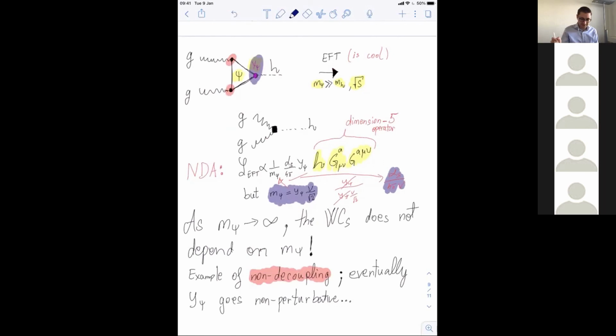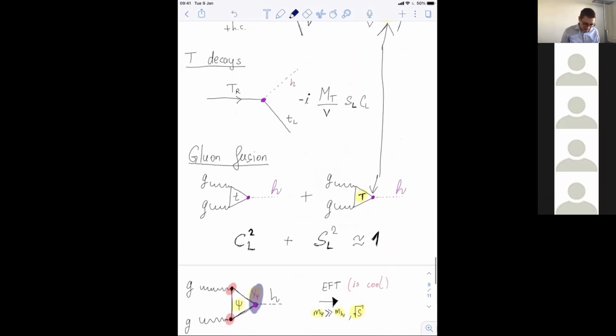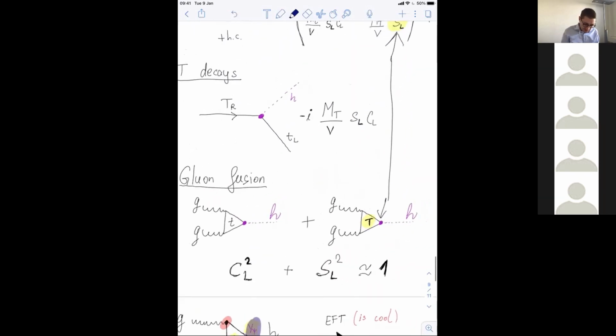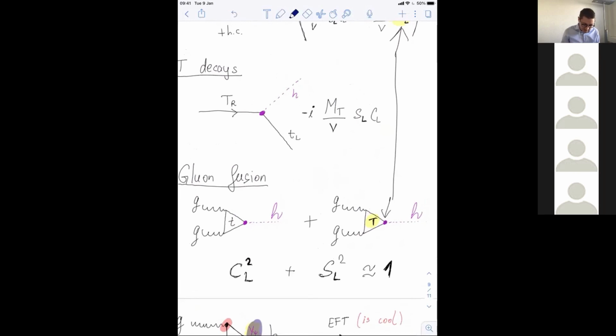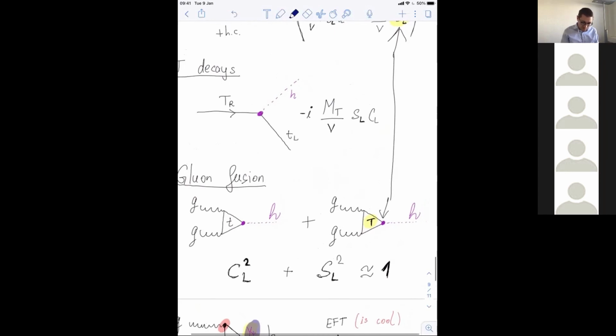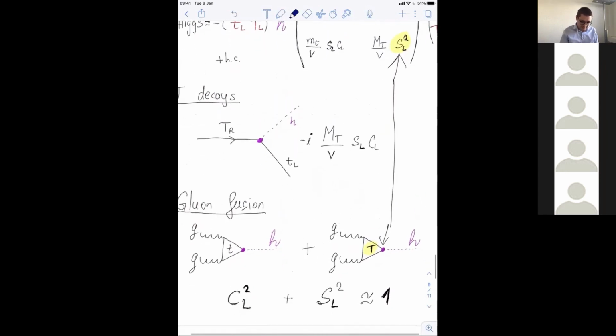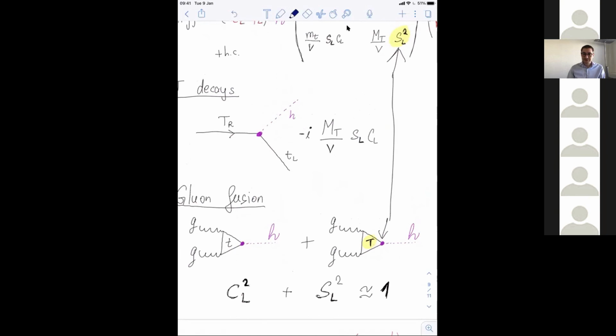And at that point, we cannot compute loops. But there will be a regime, in particular, in this example of the top quark and the heavy top, they are roughly in that regime. So the loop functions are the same. The only difference between the two loops is this cosine square and sine square. Any questions?